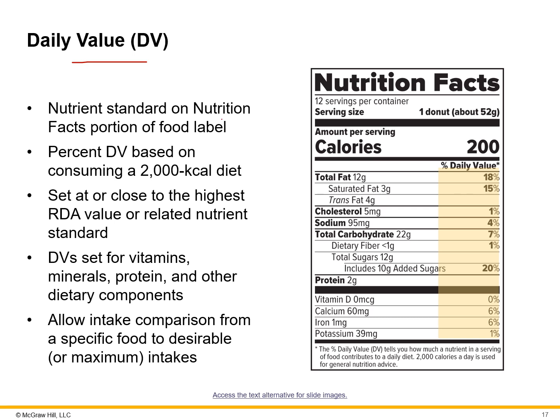All right, so then the DV, or the daily value. This nutrient is the standard from the nutritional facts on our label. So the percent of the daily value is based on a 2,000 kilocalorie diet. Again, a lot of people may not need that many calories, so it needs to be adjusted. This is set at, or it's close to, the highest recommended daily allowance or related nutrient standard. These are set for vitamins, minerals, proteins, and other dietary components, and it allows intake comparisons between different foods. So if you're trying to pick which cereal to eat or which food to buy, these nutritional facts help compare those.